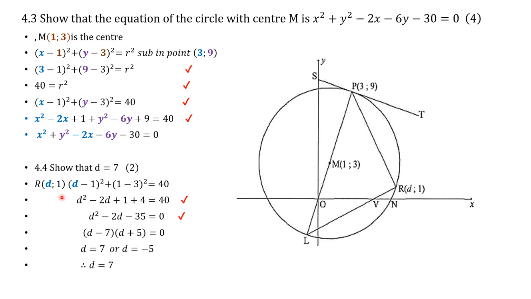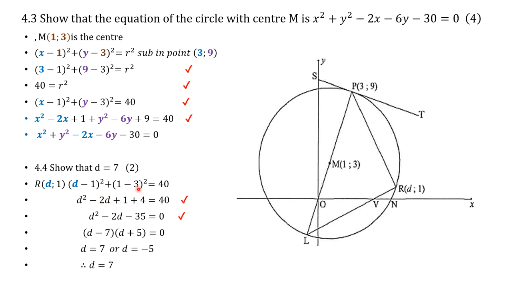So R (d, 1), so there in the place of x, x becomes d, and y becomes 1 because y is 1. So d times d, d squared. d times negative 1 times 2 would give me negative 2d. Right, negative 1 times negative 1 gives me positive 1.